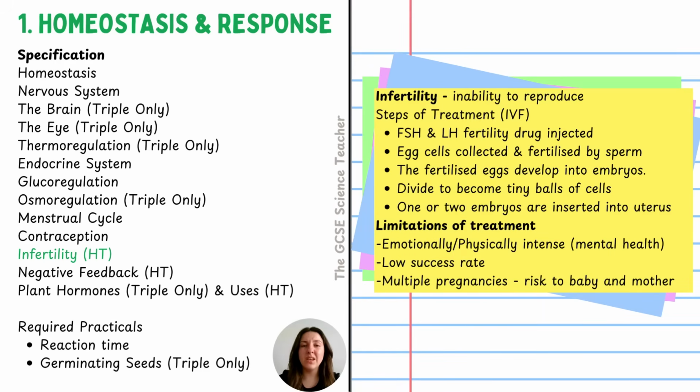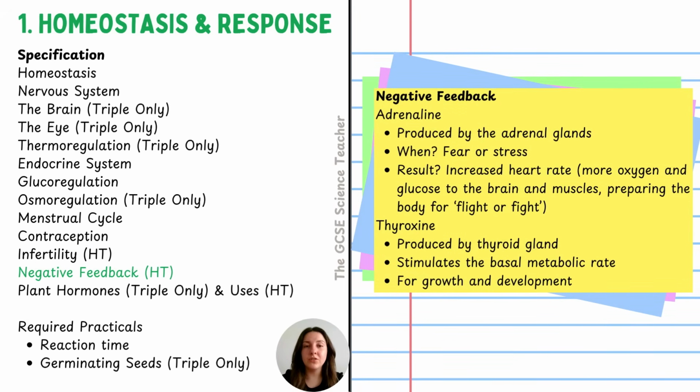There are limitations, including emotional and physical intensity, so this can affect someone's mental health. There are low success rates and also multiple pregnancy risks, and this can affect the baby and the mother as well. Negative feedback for higher tier students.